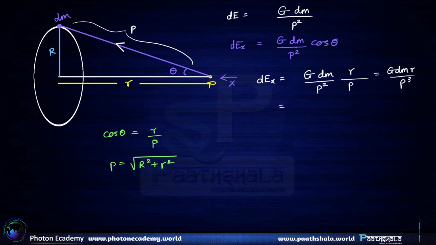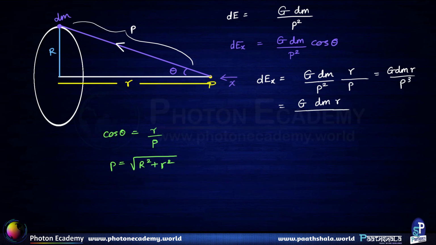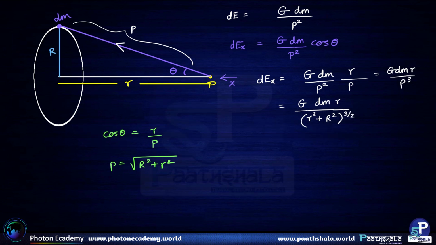So this is going to be equal to G dm r upon small r square plus capital R square raised to 3 by 2, because small r square plus capital R square raised to half happens to be P. Now we are cubing P, so it's going to be small r square plus capital R square raised to 3 by 2 in the denominator. So this is dE in the x direction.